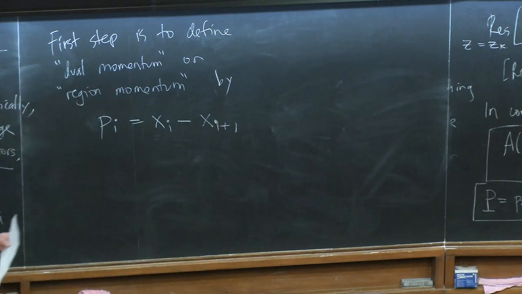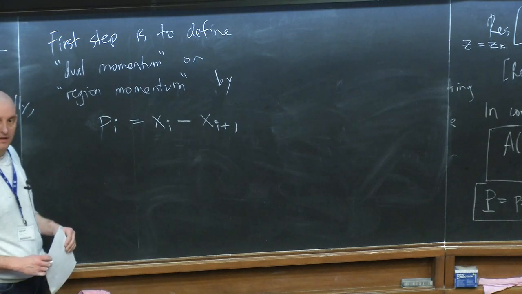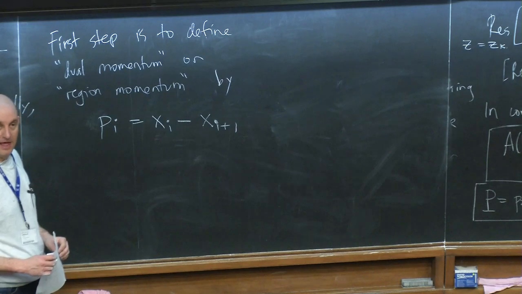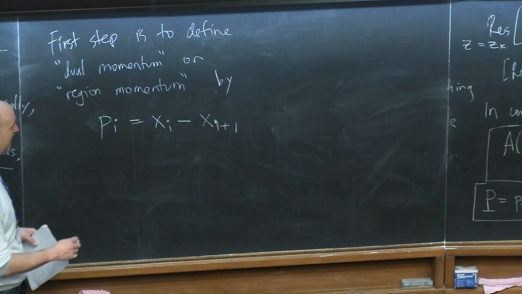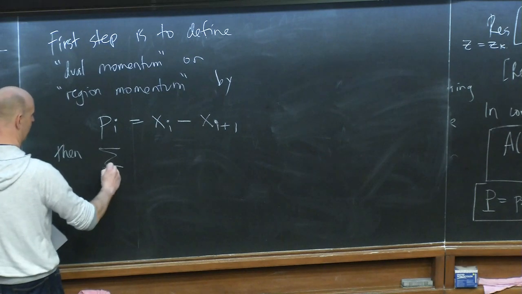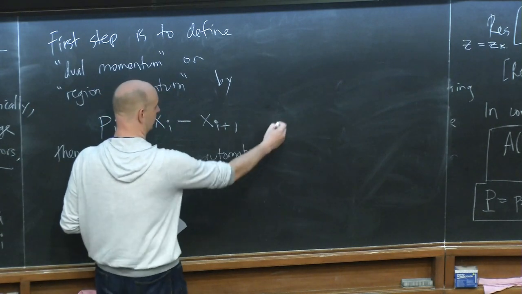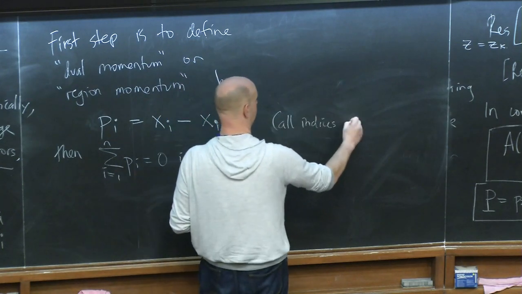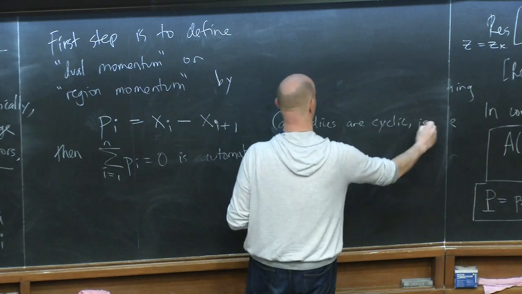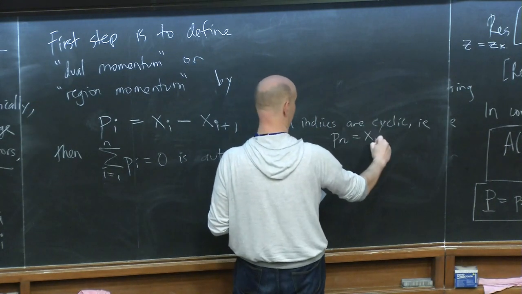Okay. There's unfortunately some ambiguity in the literature. Different references use different conventions, some people put i minus one, some people have an opposite sign there. So the point is the following: if you introduce variables x_i that are related to your momenta by this formula, then they will automatically satisfy momentum conservation. So the sum from i equals 1 to n of p_i is automatic. And all indices are cyclic, so P_n by this formula means x_n minus x_1.